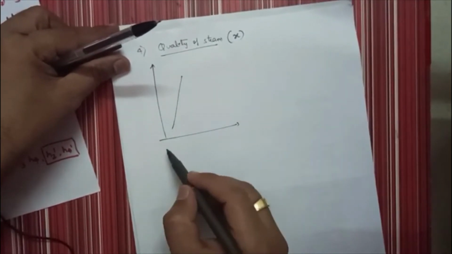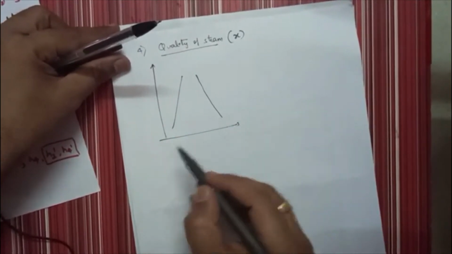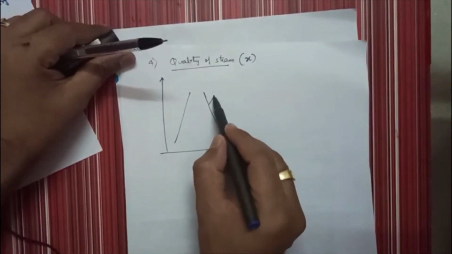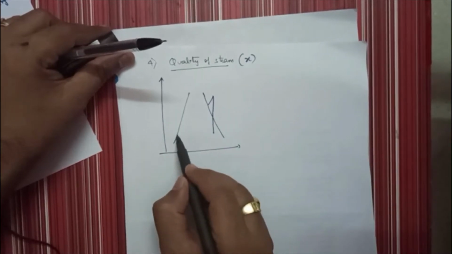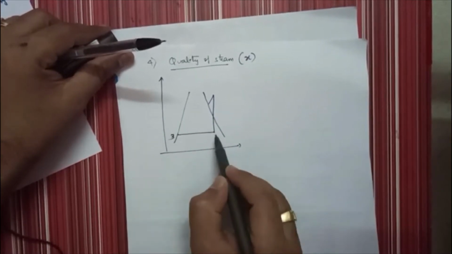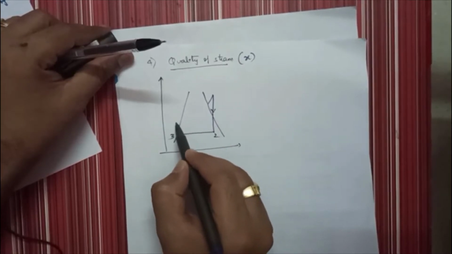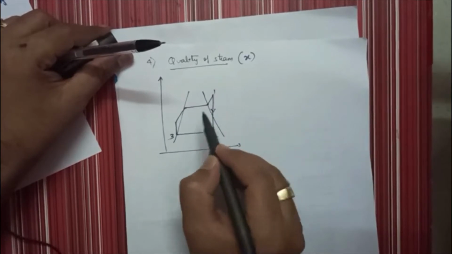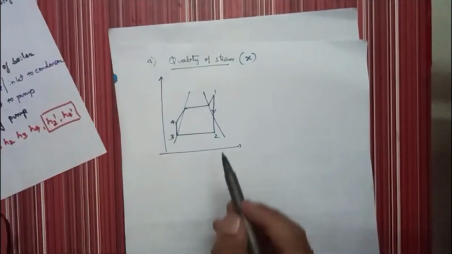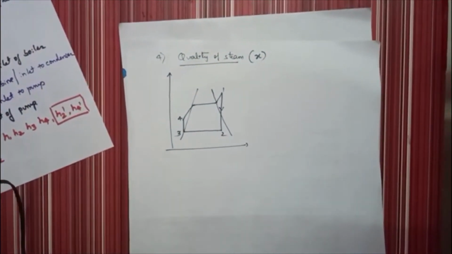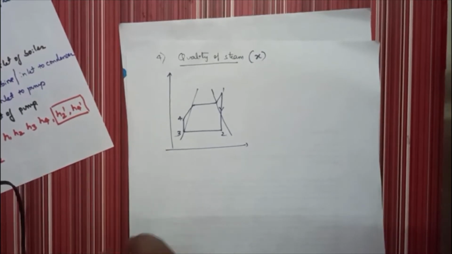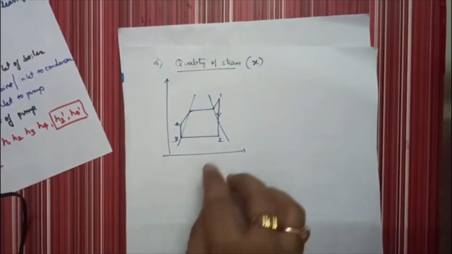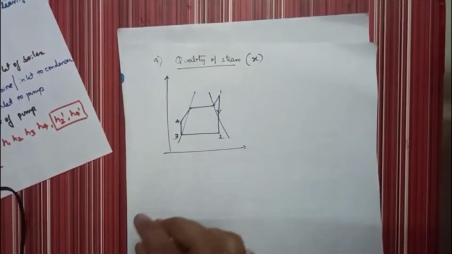This is a saturated liquid line, this is a saturated vapor line. So here process 1 to 2 is turbine, 2 to 3 is condenser, 3 to 4 is pump, and 4 to 1 is boiler. Now, quality of steam is nothing but the percentage of steam content in the fluid. For example, I will take X is equal to 1.